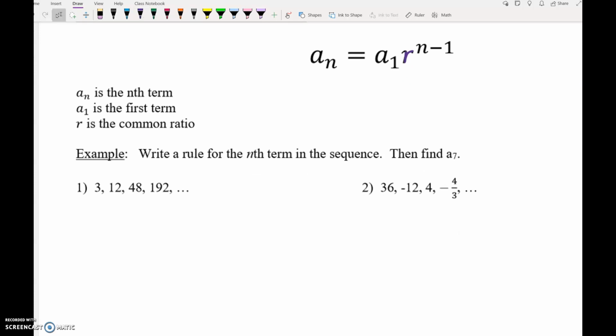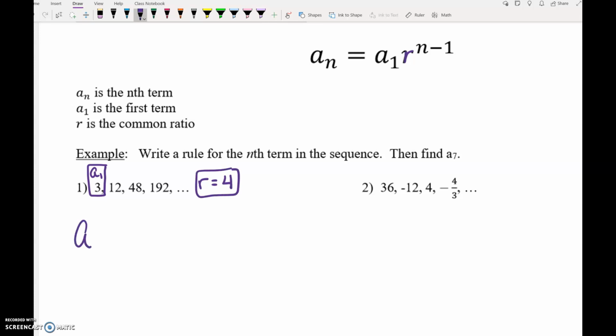So in example 1, our first term is 3. We need to figure out what our common ratio is. How do you get from 3 to 12? Times 4. 12 times 4 is 48, and if we check in our calculator, 48 times 4 is 192.